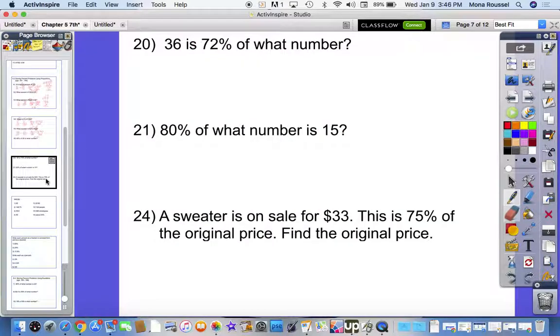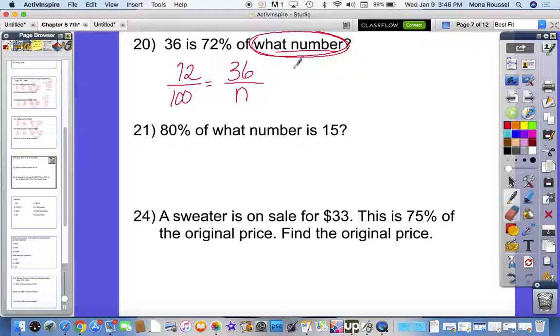Now, another type of problem is when we're missing the other part of the question. This time we have the percent again, 72%. And when we look at the 72% of what, to find the total, that's our variable this time. This time the total is the variable, it's the unknown. And we know 36 is the other term. So 72% of what number is 36?